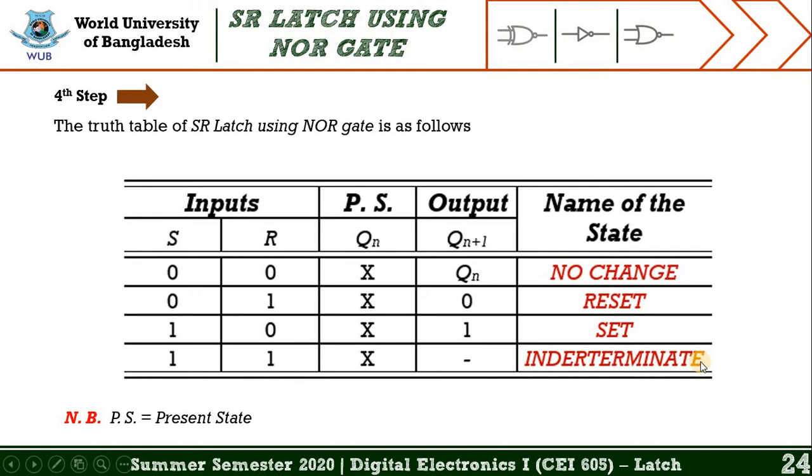And in this truth table, you may find an abbreviation, which is PS, where P stands for present and S stands for state, which gives us present state. So let's move into the next slide.